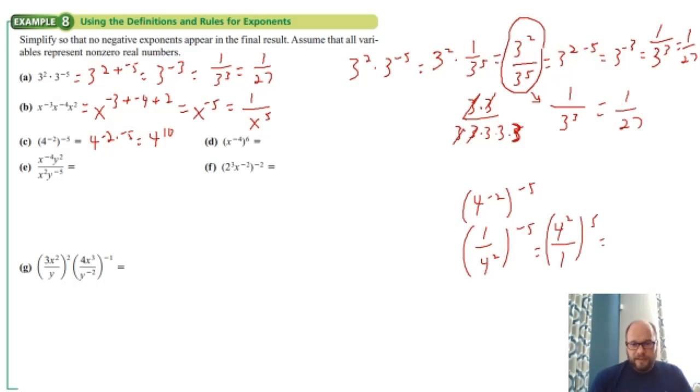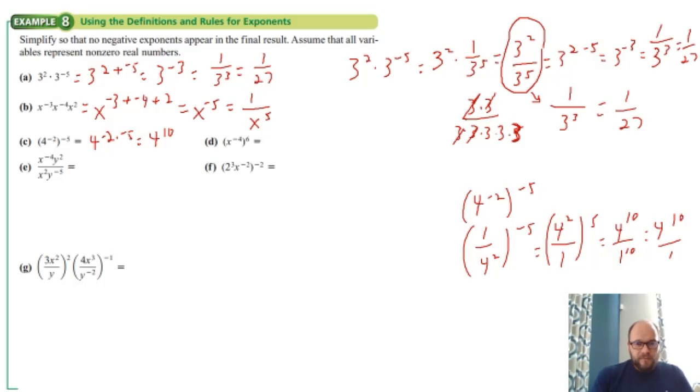The 5 goes to everything, so we have 4 to the 10th over 1 to the 10th. So 4 to the 10th. 1 to the 10th is just 1, so we don't even have to include that. It's just 4 to the 10th. Same answer as over here. Totally different scenario, totally different direction, using different rules, but again, same answer. As long as you use the rules correctly, you should get the same answer.